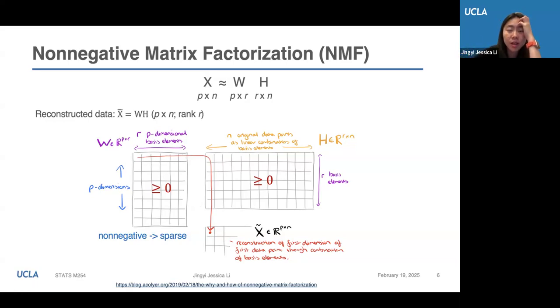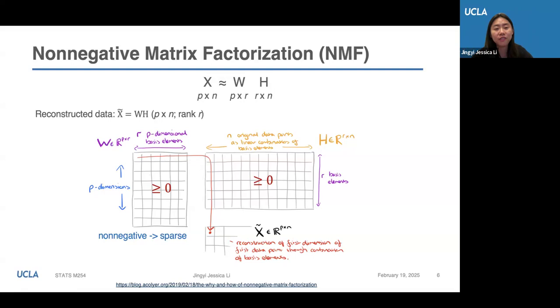There's no cancellation. So if you want to get a small value in the original matrix, then you cannot have too many positive values in W and H, because otherwise the product will be large. So this is a very, very important property of forcing things to be non-negative. That is, you can force to have sparsity.